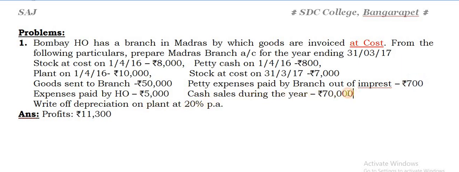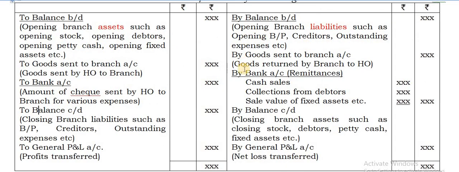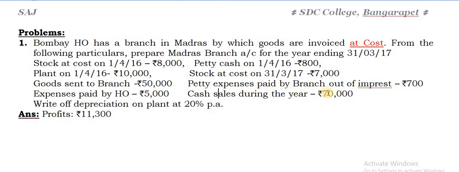Cash sales during the year. This is the remittances, so it will be taken on credit side. Under bank account: remittances, cash sales, collections from debtors. All these are credit side items. So take this on credit side.